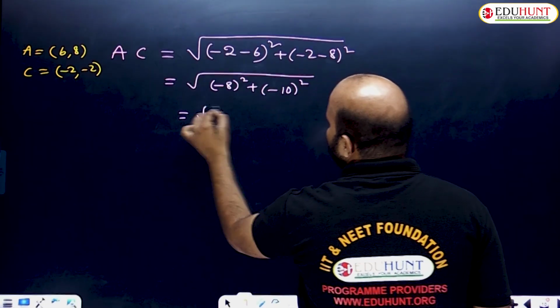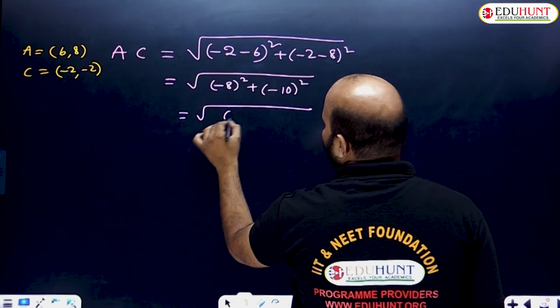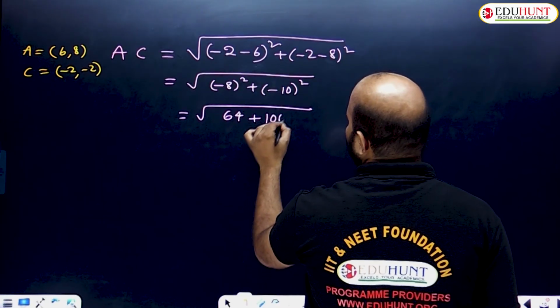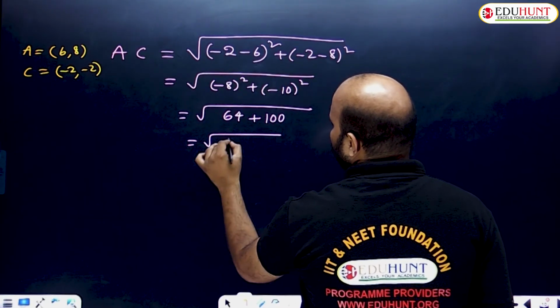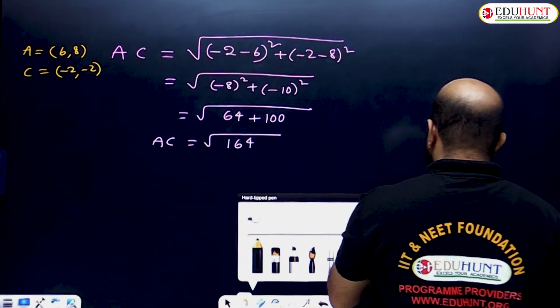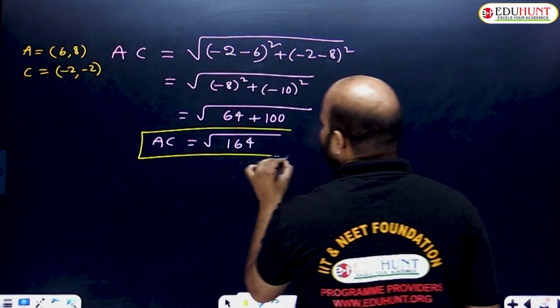So what is the value? Square root of minus 8 whole square, nothing but positive 64, minus 10 whole square, positive 100. So what is the total? Root over 164. That is the AC distance. So AC is a diagonal. The distance is square root of 164.